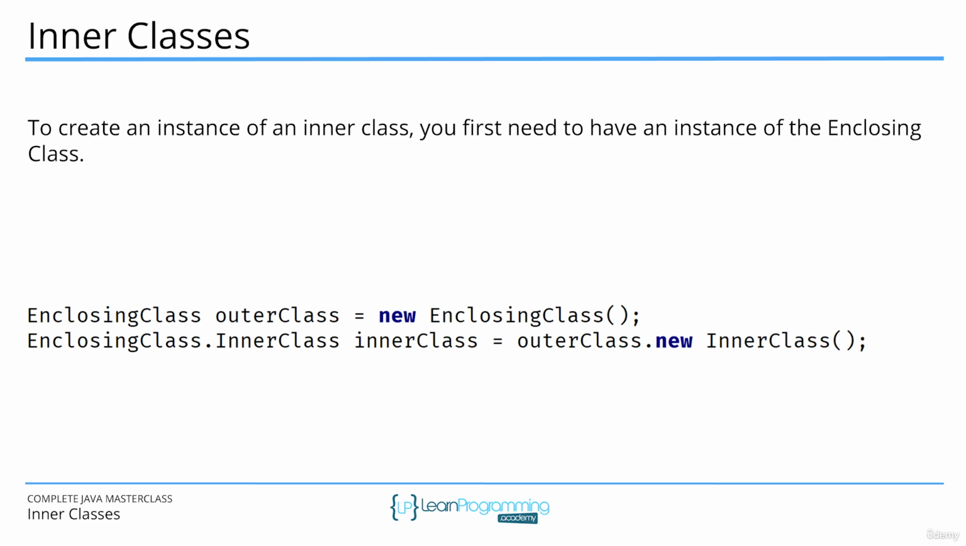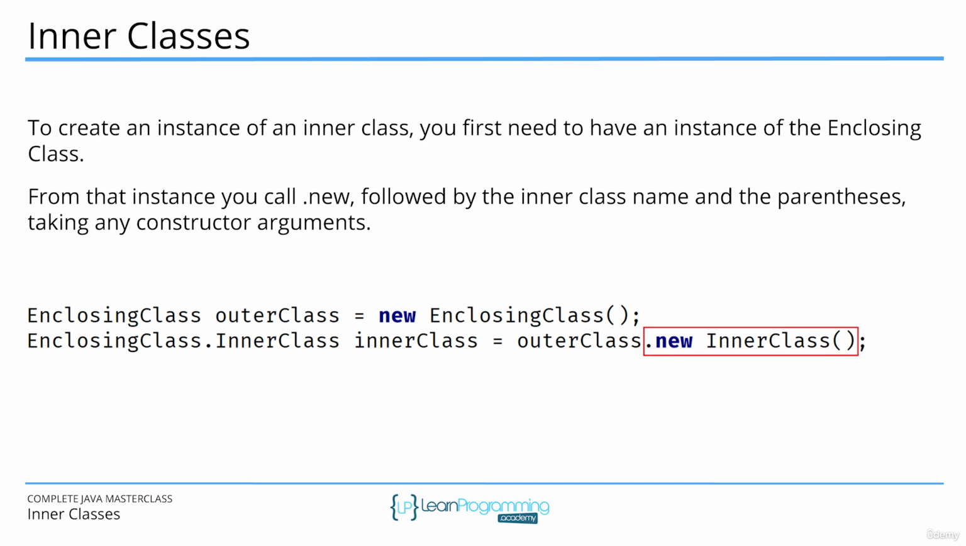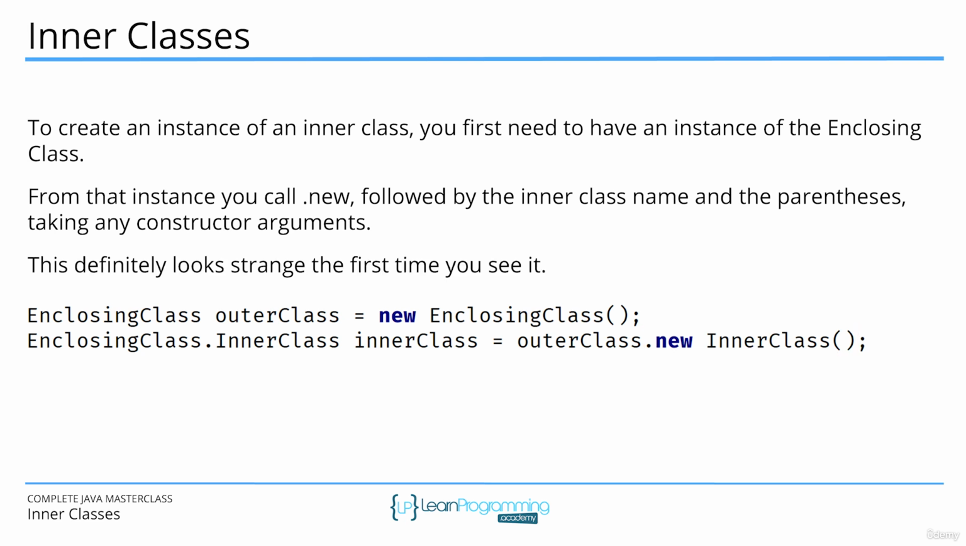To create an instance of an inner class, you first need to have an instance of the enclosing class. From that instance you call .new, followed by the inner class name and the parentheses, taking any constructor arguments. This definitely looks strange the first time you see it. Many times an inner class is never accessed or instantiated from outside the enclosing class, but you should still be familiar with this syntax.